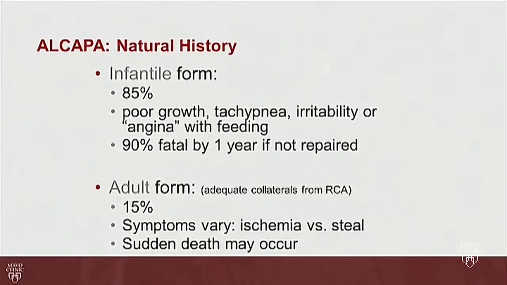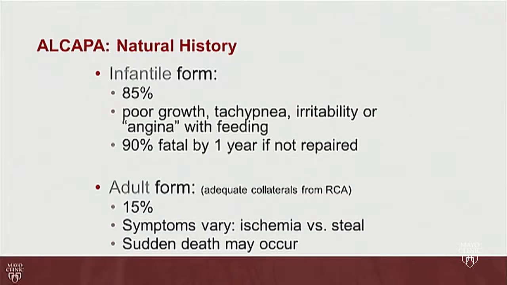There are 2 different forms to this. The first is the infantile form, which occurs in about 85% of the cases. And these children present with poor growth, tachypnea, irritability, or angina with feeding. 90% are fatal by 1 year if it's not repaired.